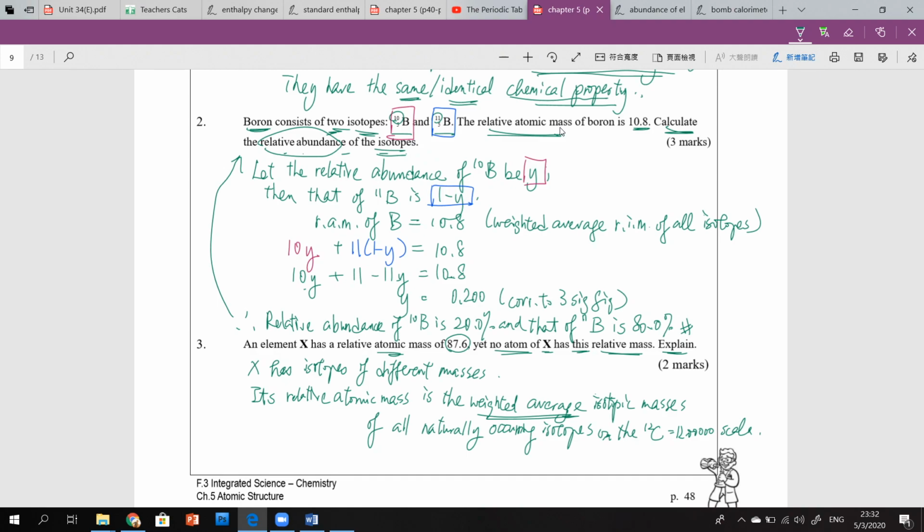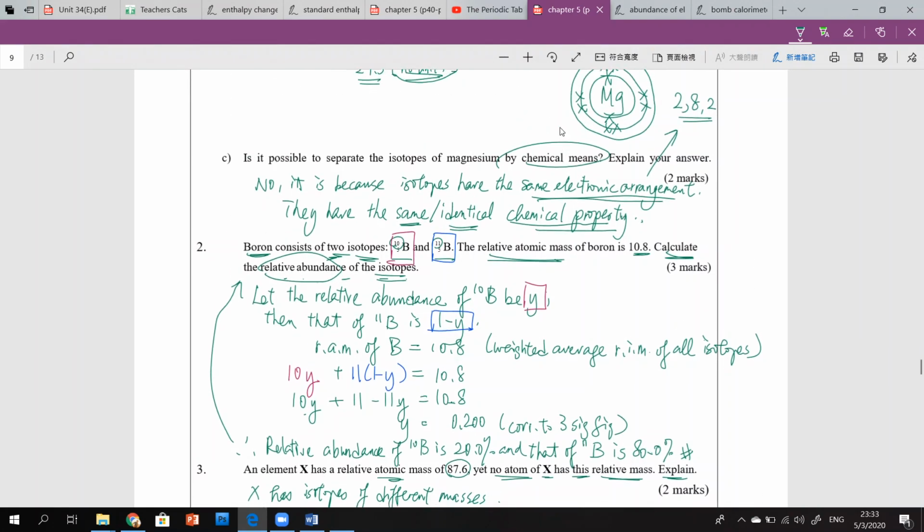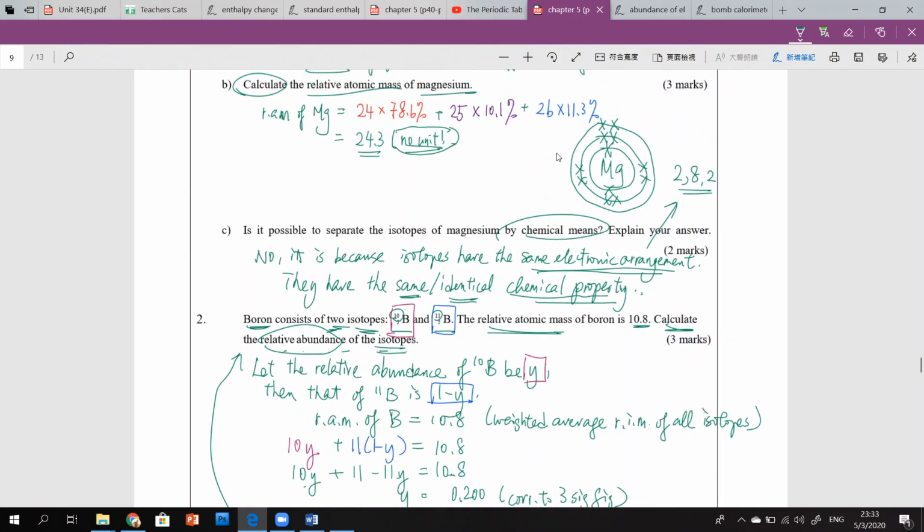So I'll just stop here and I'll see you guys in the next video. We'll talk more about how the electrons are arranged. What I mean is something like this: magnesium, for example, I arrange it this way. So how about the other elements? We will come to 5.4 in the next video. See you later.